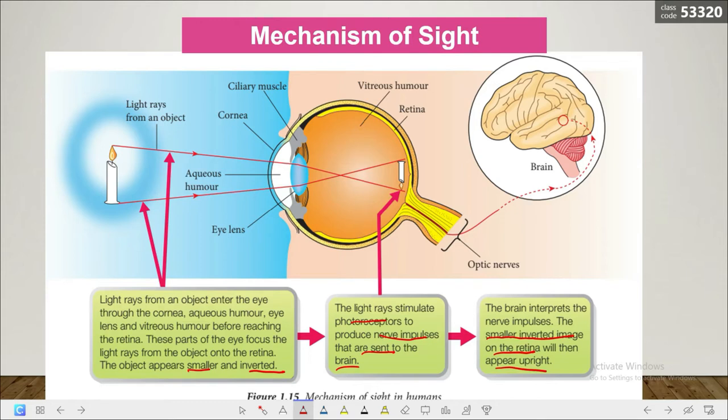So let's say the image formed at the retina, as I said just now, is smaller and inverted, right? Of course you don't want to see all objects inverted. It would be quite hard for you. So the brain will make the inverted image become upright. Then it interprets, and sends the impulse back so the body knows what to do. Okay, so that is the mechanism of sight.